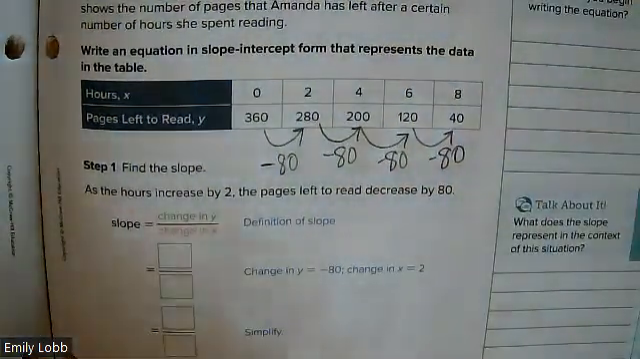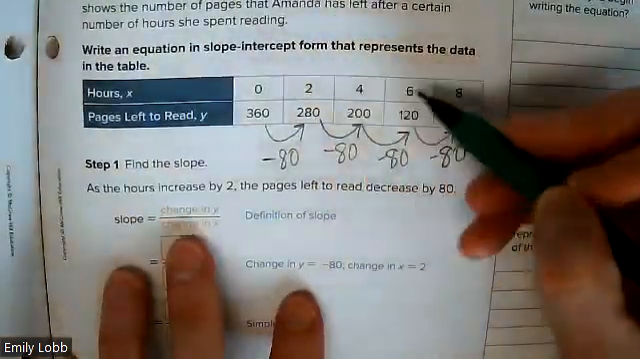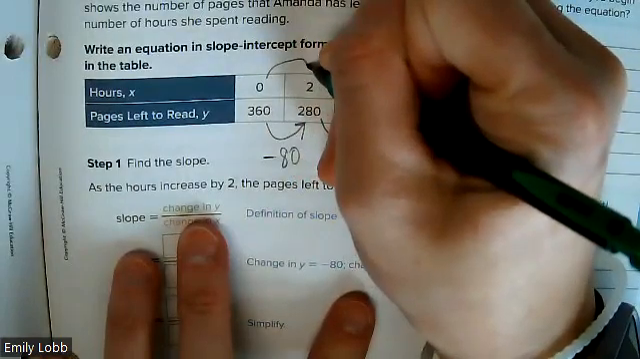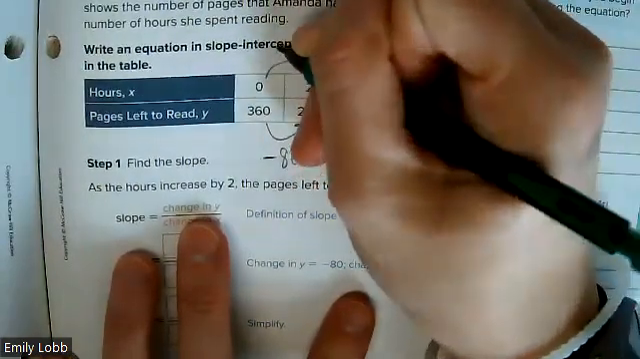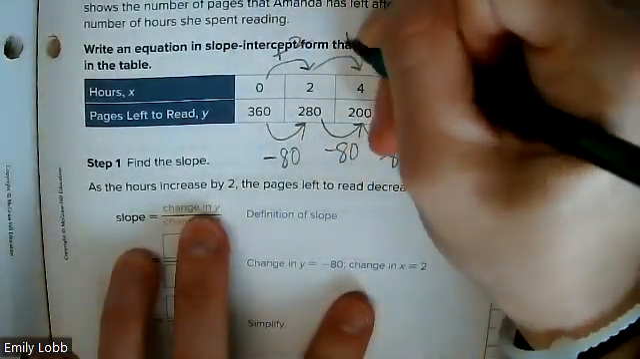This should be a constant slope. Or otherwise, this might not be a constant, right? Every time it goes down 80, it's going up what? 2.